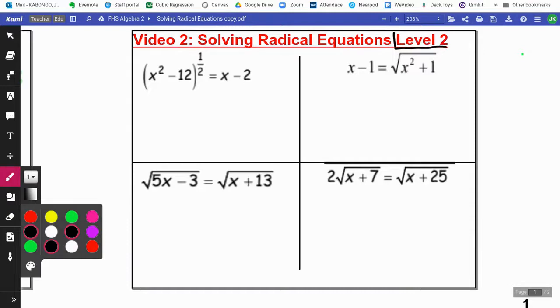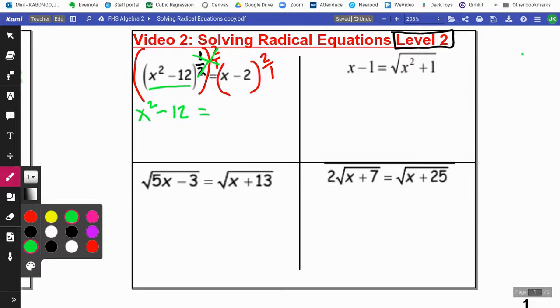Alright, so you made it to level 2. No big deal. You're doing it. So we need to, number one. So this one right here, you see the fact that we have 1 over 2 right here. Alright, so to get rid of that, all you have to do is raise that to the opposite or reverse of 1 over 2, which would be 2 over 1. We'll call it the reciprocal. You do the same thing on this side as well, 2 over 1. The reason why we did that is because the 2 would cancel with this 2 and the 1 would cancel with that. So you're just left with the inside right here, x squared minus 12.